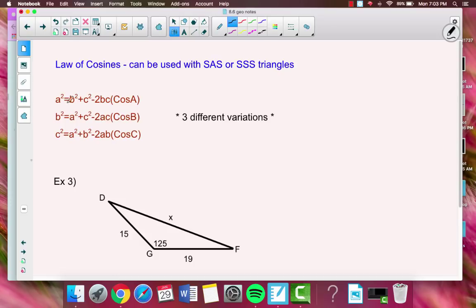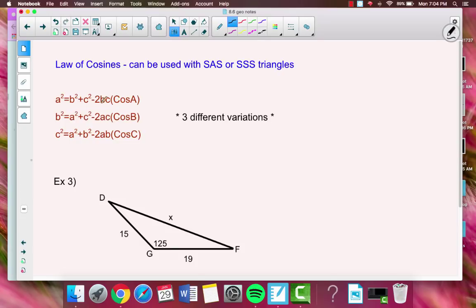Now if you notice in these 3 formulas, there should be something that looks very familiar to you, and that's the beginning part. So if you notice, it's a squared equals b squared plus c squared. Notice that each of these looks like the Pythagorean theorem, so that's kind of an easier way to remember what the formula looks like.